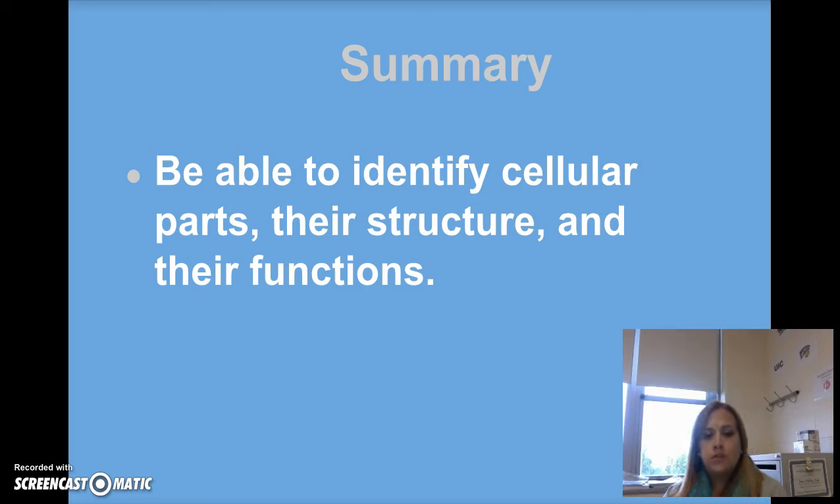All right, so that's it for this lecture, and for this chapter actually. So we're done with chapter 6 now, and here are things that you should be able to do. You need to be able to identify cellular parts by their structure, but also by their function. So we want to understand what these different parts of cells actually look like and be able to explain how structure and function go together.